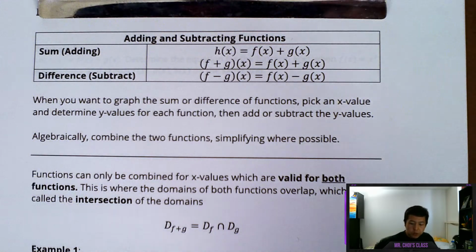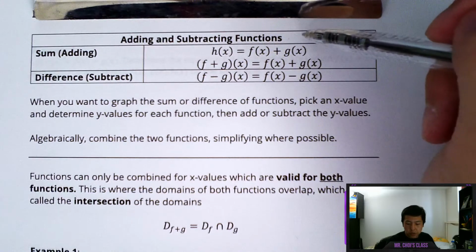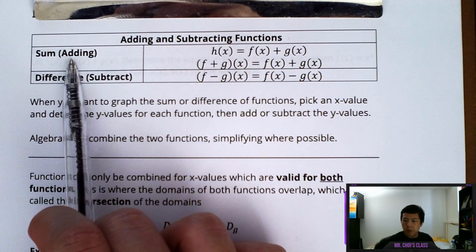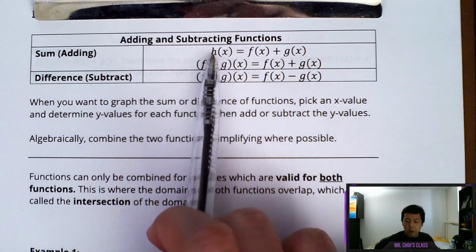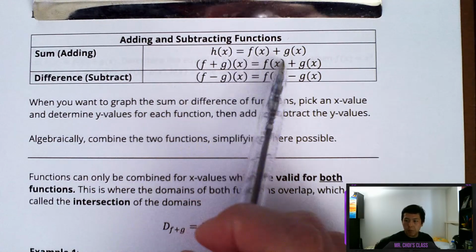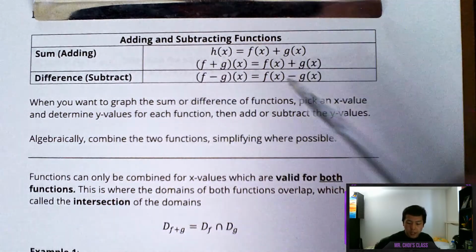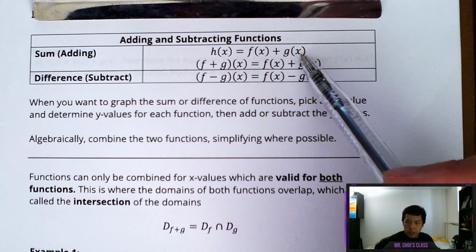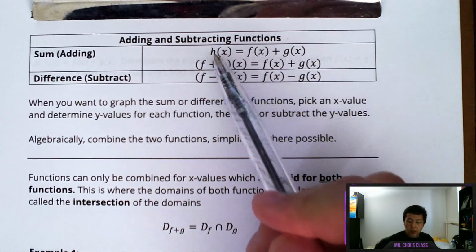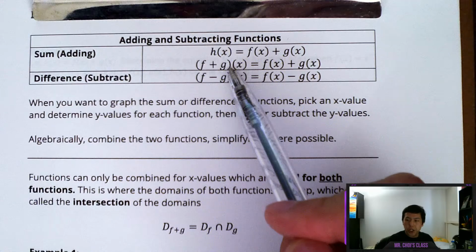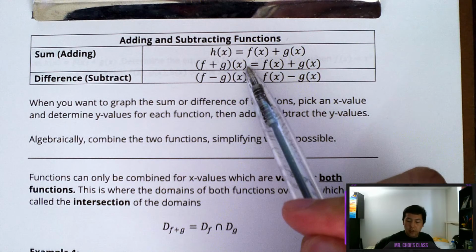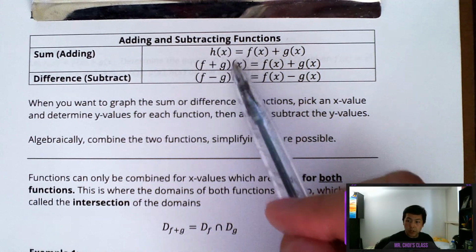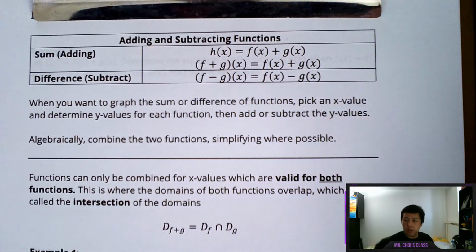Okay, so adding and subtracting functions, right? So adding is obviously called a sum. So the sum of functions can be written in 2 different ways, where we can say h of x is equal to f of x plus g of x, or the function h is the function f added with the function g, right? Now the other way you can write that, instead of writing h of x, is f plus g of x. And so that's just saying the function is f plus g added together, which is written in terms of x, and that's f plus g, right?